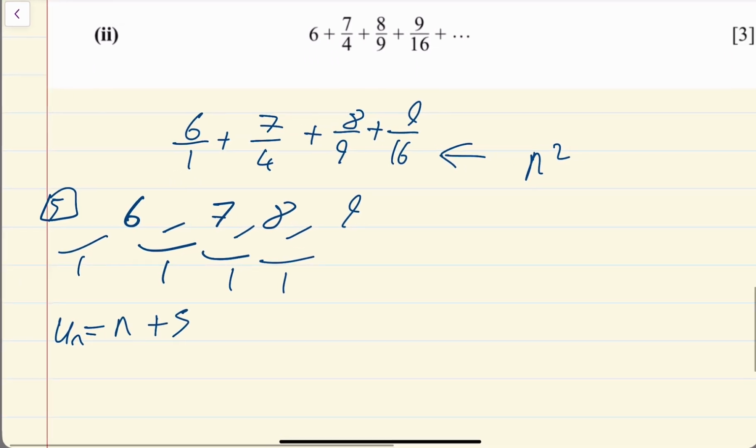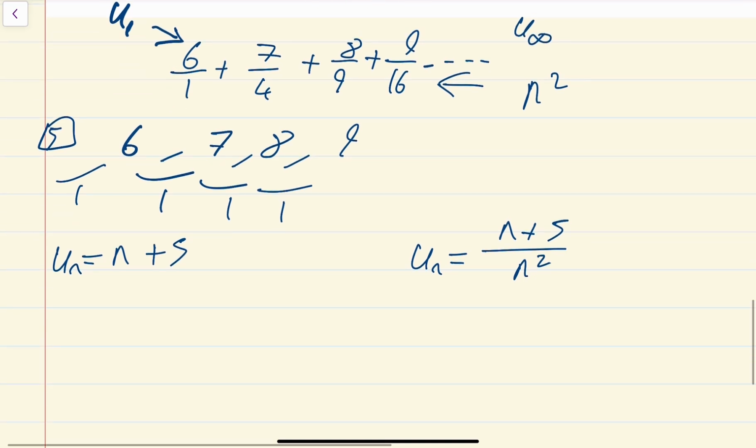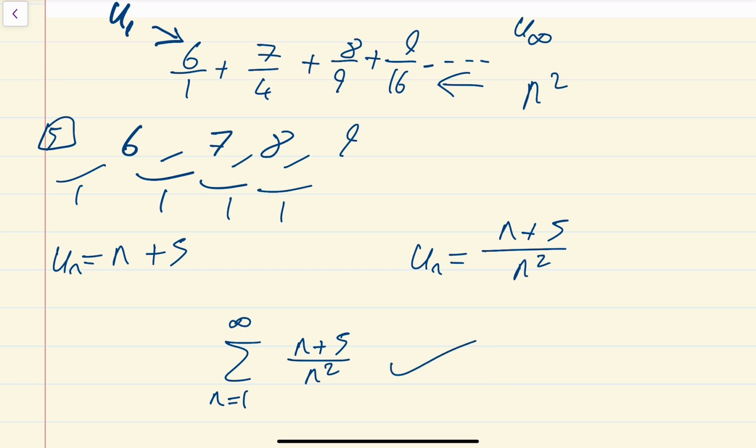So my general term overall for the whole thing has top line n plus 5 and bottom line n squared, and that is my u_n. It goes on, dot dot dot, forever and ever, so it goes on to infinity, up to u infinity. So your summation is a sum from n equals 1 to infinity of n plus 5 over n squared. And that's going to be it.